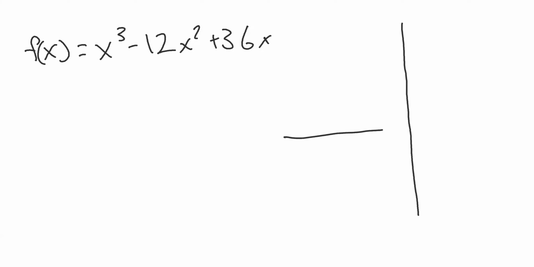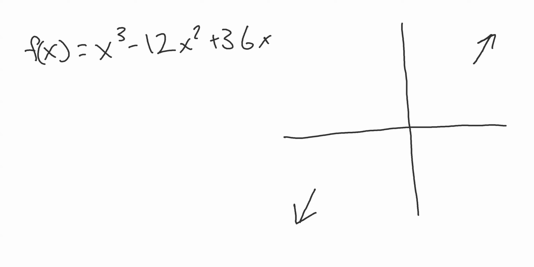So here's my x and y axis. I can see that we are a third degree polynomial, so I know that the end behavior is going to go in opposite directions. And since it is a positive leading term, I know that as x goes to infinity, y will also go to infinity. And as x goes to negative infinity, y will also go to negative infinity. Okay, so that's our end behavior.